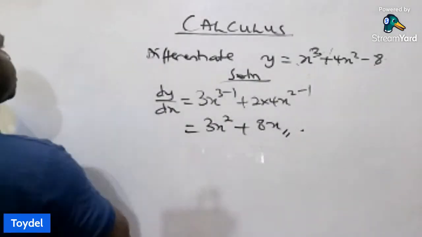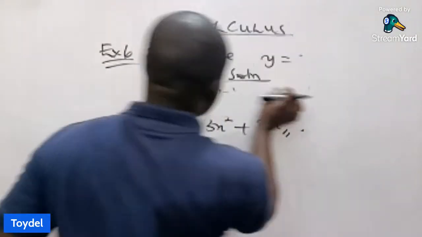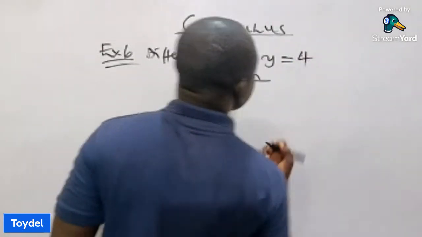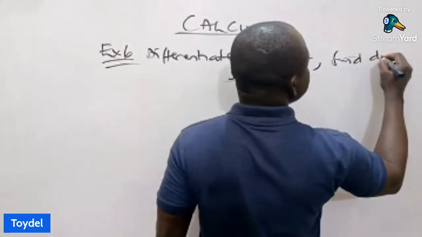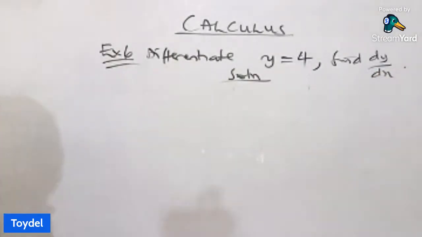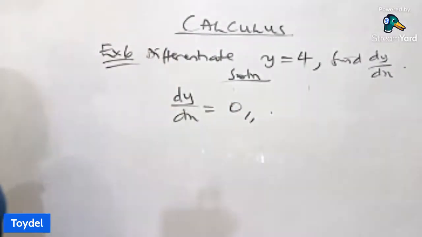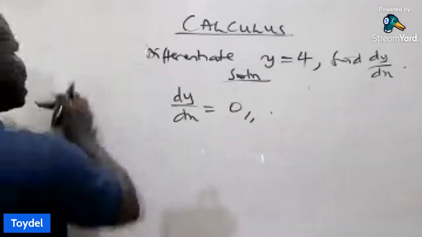Okay? So let's take another example, say example 6. You can have so many funny questions. You can also be asked to differentiate y is equal to 4. If y is equal to 4, the question says find dy/dx. We know 4 is a constant, and whenever you differentiate a constant, you are going to get 0. So in this case, it's very simple and straightforward. Just say dy/dx is equal to 0. That's what you get, because when you differentiate a constant, the value that you get is 0. So we take another example.